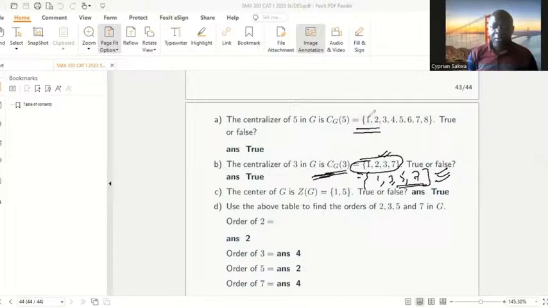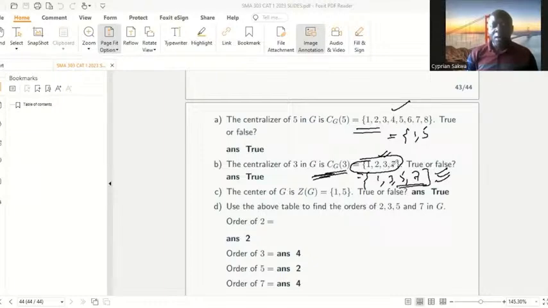And 5 already commutes with every element, so it will be in the center. So the center has 1, has 5. We are looking for another element to add in the center. 2 does not commute with every element because it has not commuted with 3. 4 did not commute with 3, so it does not commute with every element. 6 did not commute with 3, so it does not commute with every element. 8 did not commute with 3, so it does not commute with every element.